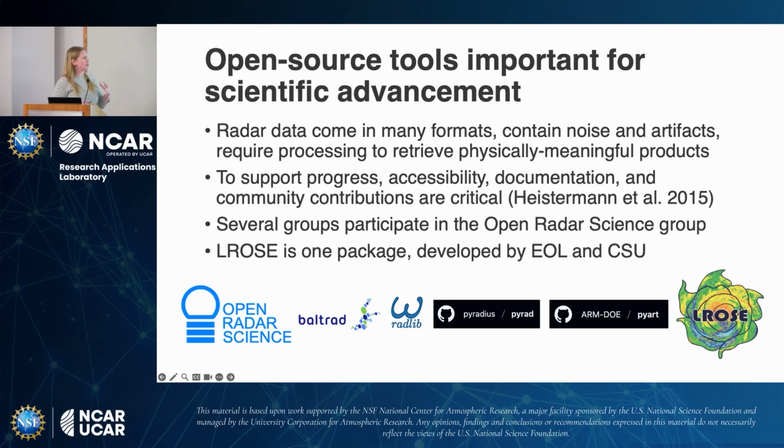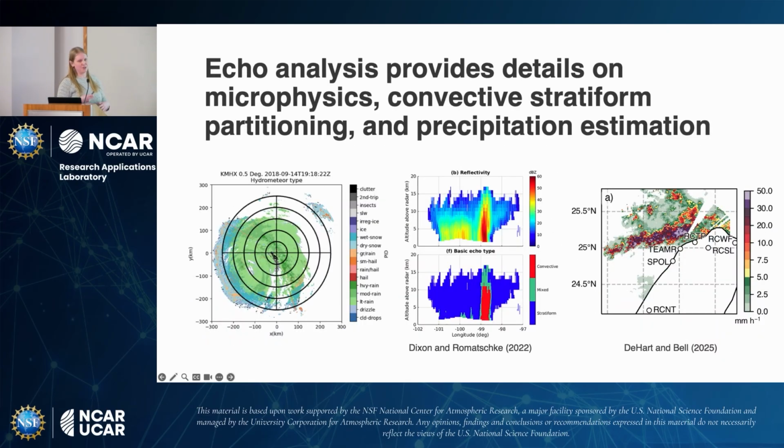So in terms of some of the products that you can create with packages like LROSE, you can first analyze the echo, so your reflectivity and your polarimetric variables, and it can provide you a lot of different information. For example, it can tell you about microphysics in terms of the hydrometeor identification, which is based on Vivek's paper. In this left image, this is just a PID applied to Hurricane Florence from 2018, showing all this rain here in the green, and then as the radar beam gets higher, you get into the mixed phase and ice regions. You can also do convective stratiform partitioning that's shown in this middle graphic here. This is from Mike and Ricky's paper on echo.